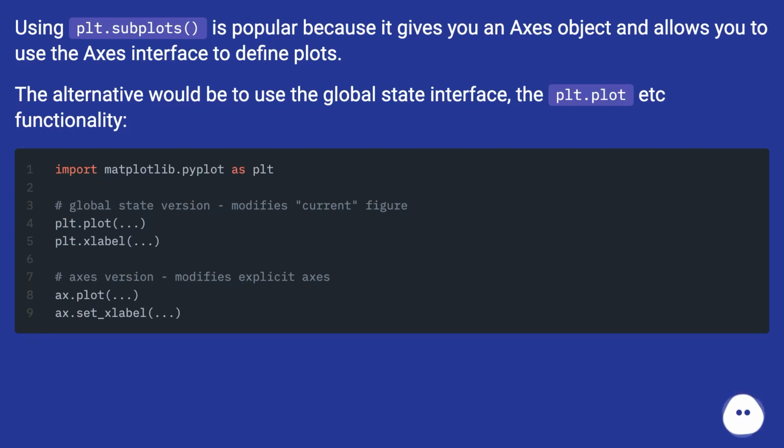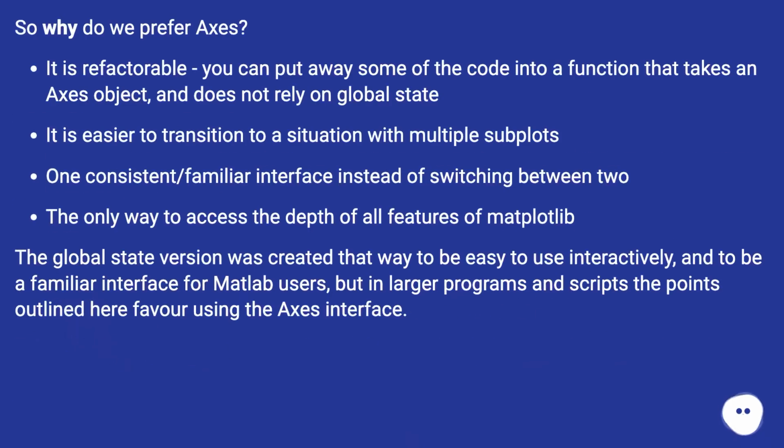So why do we prefer axes? It is refactorable. You can put away some of the code into a function that takes an axis object and does not rely on global state. It is easier to transition to a situation with multiple subplots. One consistent, familiar interface instead of switching between two. The only way to access the depth of all features of Matplotlib.